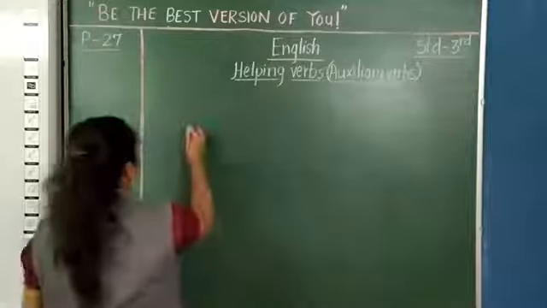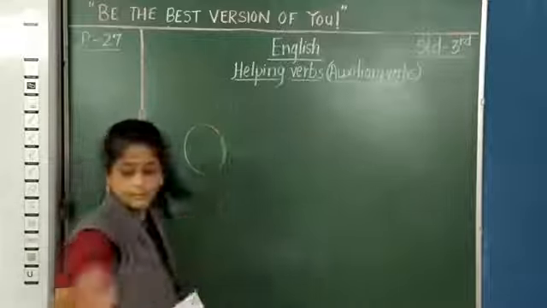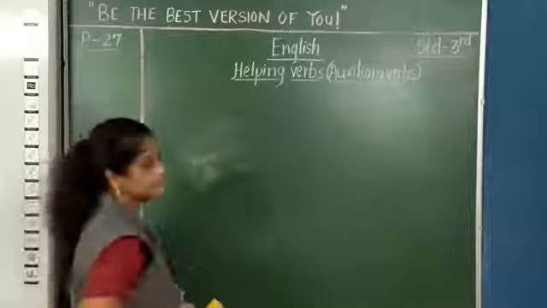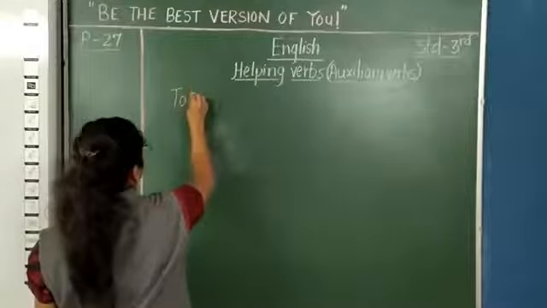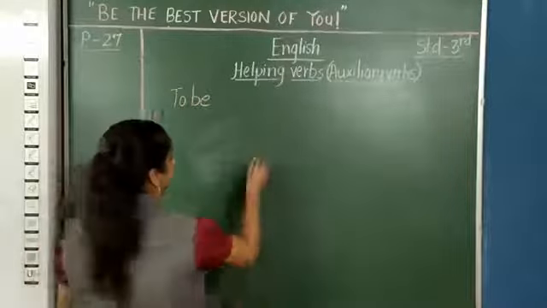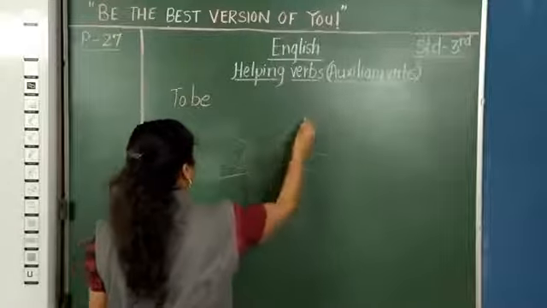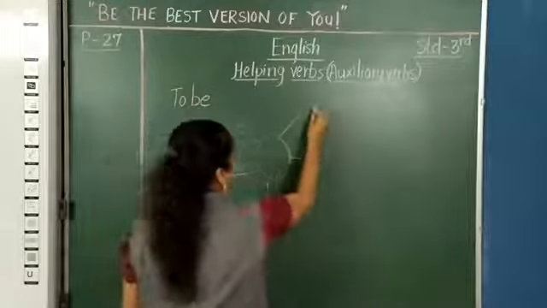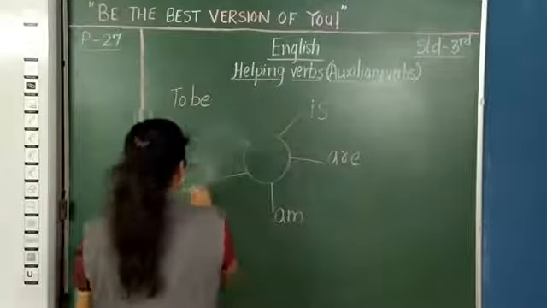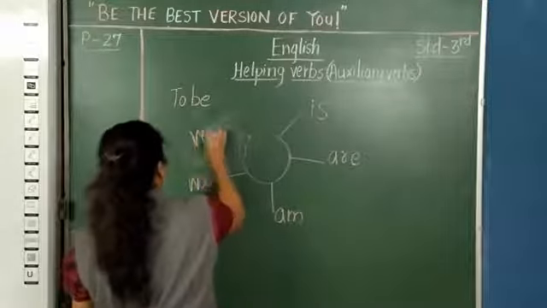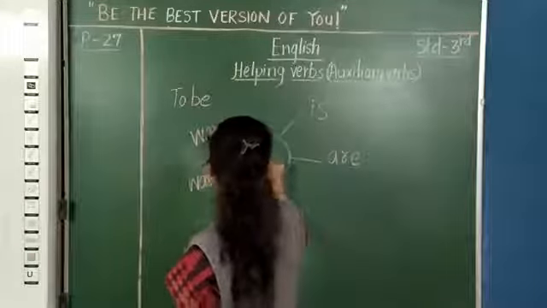So let us see the family, or you can say members of the be family. We are going to start with the first type, that is to be. This is the first form. Now the members of this family are is, are, am, was, were. These are the members of this family and they are used as the helping verbs here.